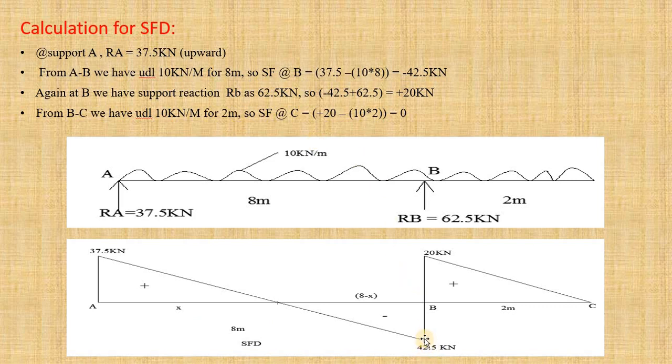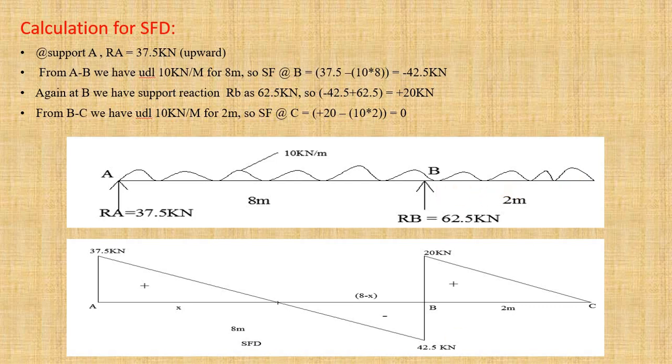At this point it is minus 42.5, but exactly at this point we have RB, the reaction at point B. So we should consider minus 42.5, and this reaction is going upwards, so it is plus 62.5, so we will get plus 20 kilonewton. From here to here we have written minus 42.5 kilonewton, and from here you should raise it to 20 kilonewton. Then I should move from point B to point C.